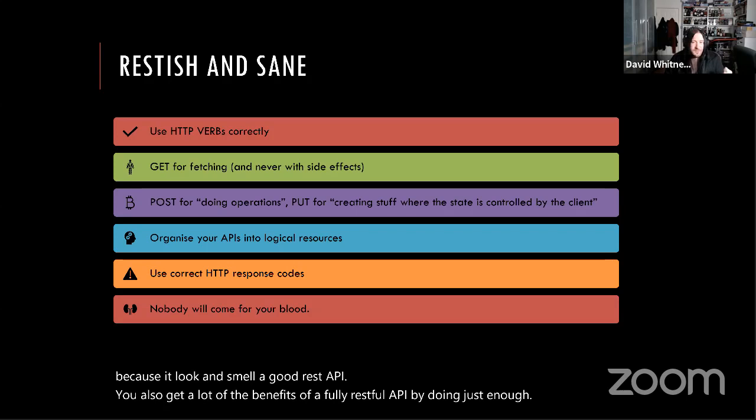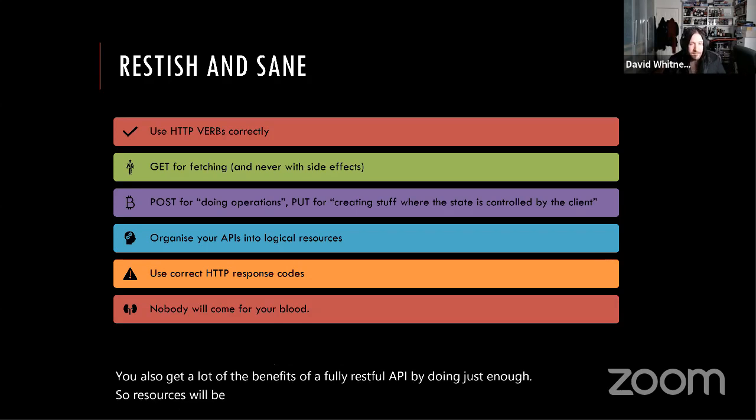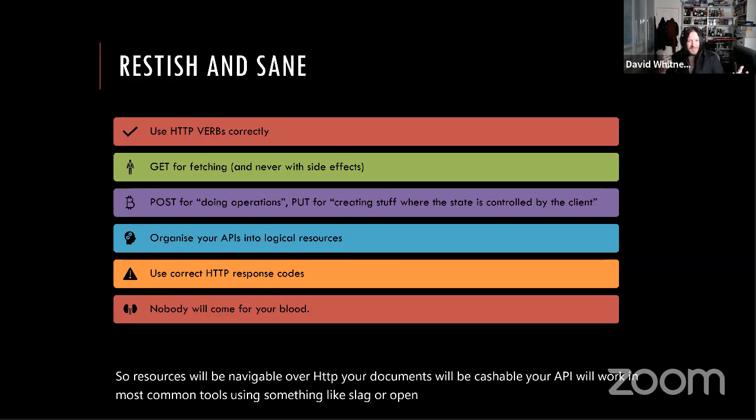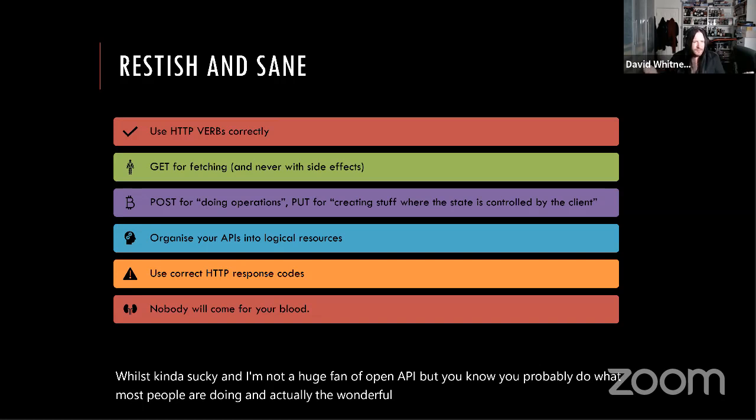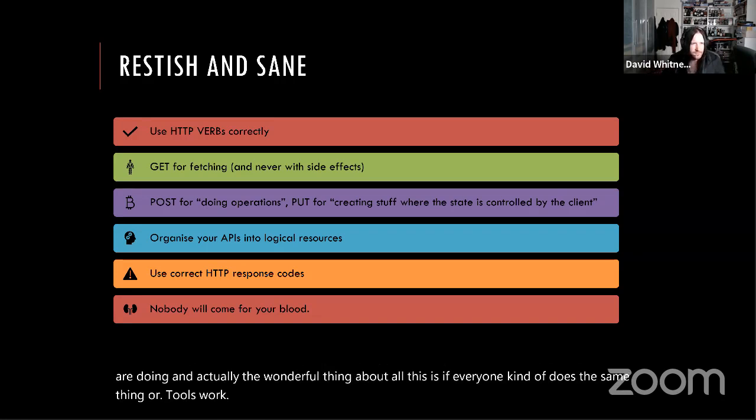So resources will be navigable over HTTP. Your documents will be cacheable. Your API will work in most common tools. Using something like Swagger or OpenAPI to generate a schema, whilst kind of sucky, and I'm not a huge fan of OpenAPI, but you're probably doing what most people are doing. And actually, the wonderful thing about all this is if everyone kind of does the same thing, all our tools work. And everyone's really just trying to be productive at the end of the day.